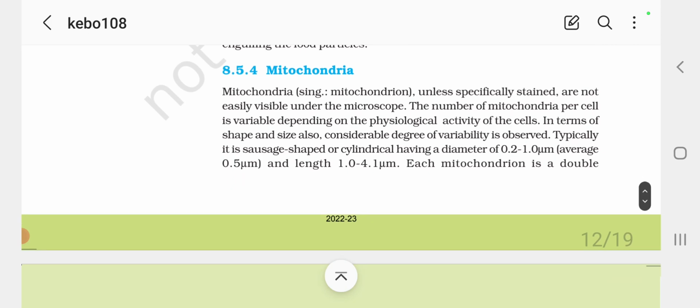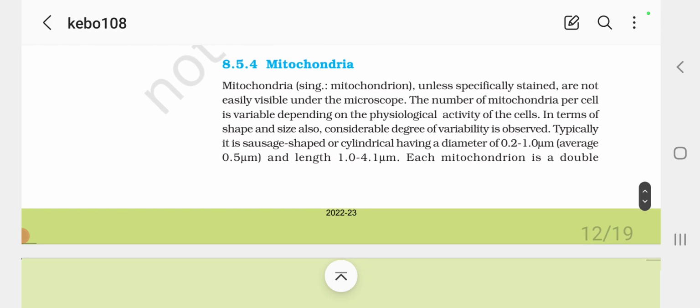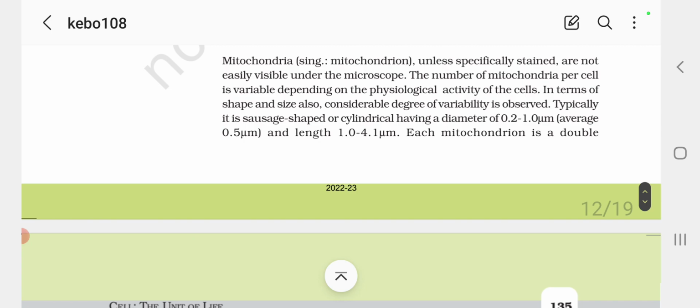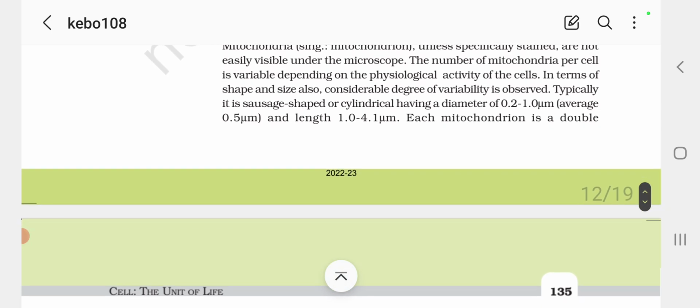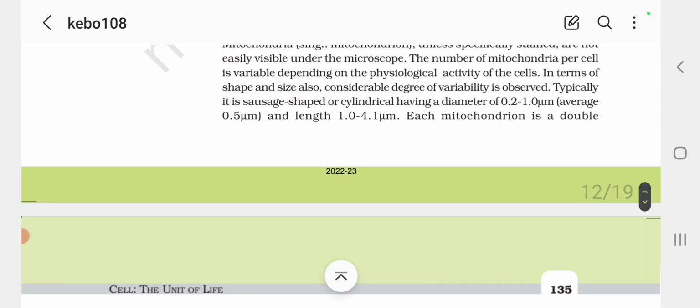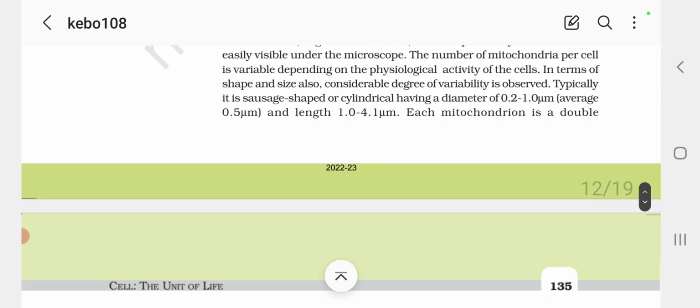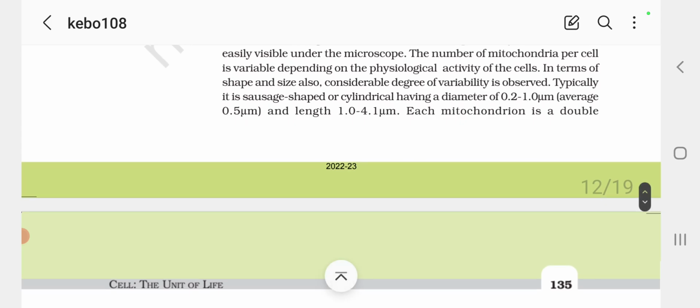8.5.4 Mitochondria. Mitochondria, singular mitochondrion, unless specifically stained, are not easily visible under the microscope. The number of mitochondria per cell varies depending on the physiological activities of the cell. In terms of shape and size also, considerable variability is observed. Typically, it is sausage-shaped or cylindrical, having a diameter of 0.1 to 1.0 micrometer, average 0.5 micrometer, and length 1.0 to 4.1 micrometer.